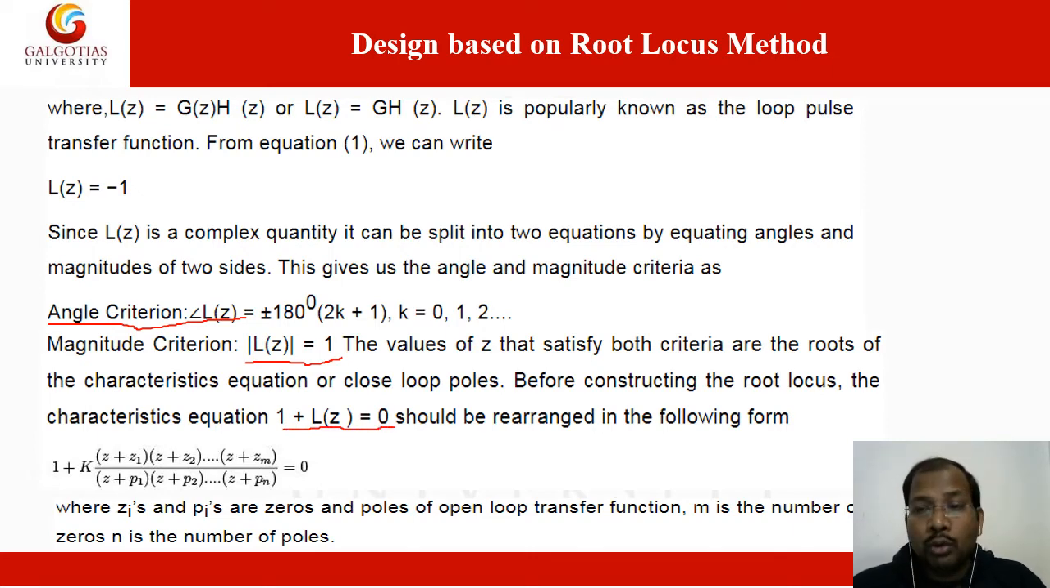So we have to rearrange. Because this has a numerator and denominator part, we can write L of Z in this form: 1 plus K times (Z minus Z1)(Z minus Z2) up to (Z minus Zm) over (Z minus P1)(Z minus P2) up to (Z minus Pn). These are the pole and zero locations, where Zi are the zeros and Pi are the poles of the transfer function, m is the number of zeros and n is the number of poles, and K is the gain of the transfer function.